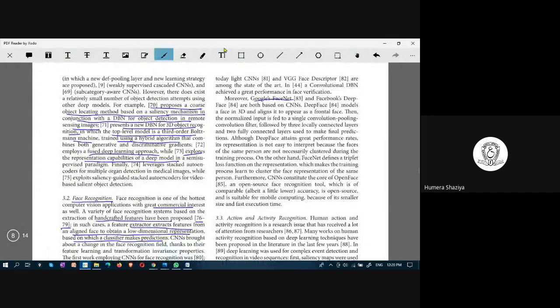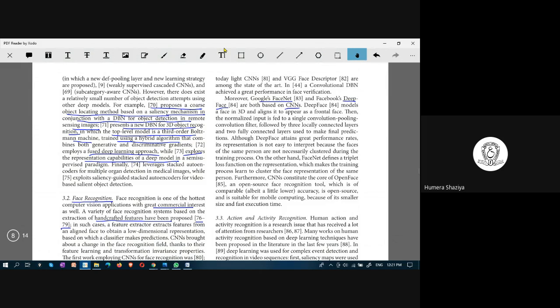Google's FaceNet and Facebook's Deep Face. These are the prominent face recognition models developed at Google and Facebook respectively. And these models can precisely identify the face of a person. Both are based on CNN, convolutional neural networks. Google's FaceNet and Facebook's Deep Face, both are based on convolutional neural networks.